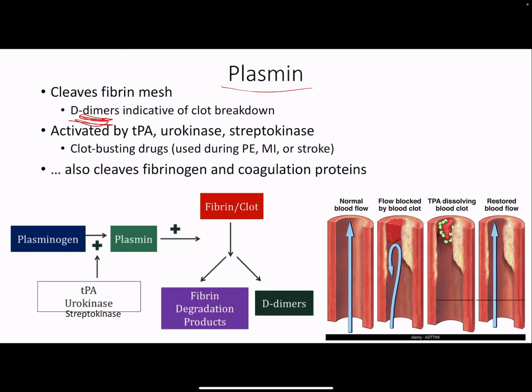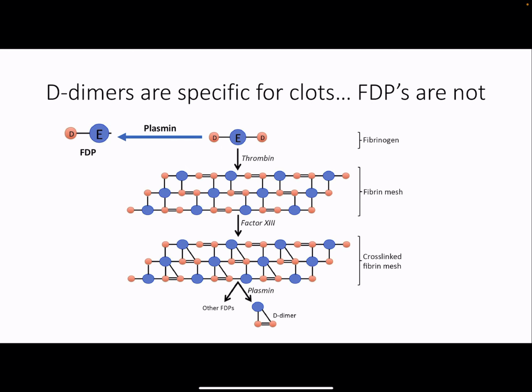Yes, these are proteins that we might find in the body, but of course we can also administer superfluous amounts of TPA, urokinase, and streptokinase just to superactivate plasmin to bust up these clots. So it doesn't just cleave fibrin, it also cleaves to some extent fibrinogen and other coagulation proteins. So this picture here is just normal blood flow. We have a big clot, but luckily we put in some TPA, which is activating plasmin to break it down and restore normal blood flow. So again, D-dimers, because we get this little diagonal fibrin mesh, we get this D-dimer, which is indicative specifically of the fact that we had a fibrin clot.